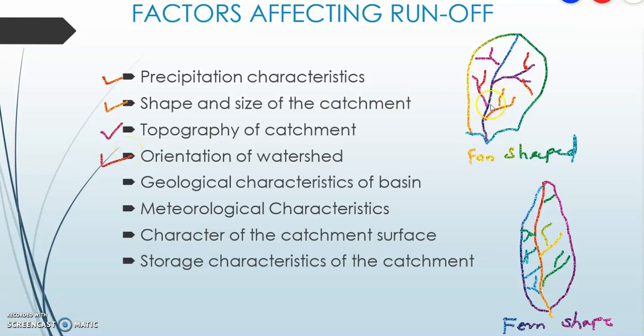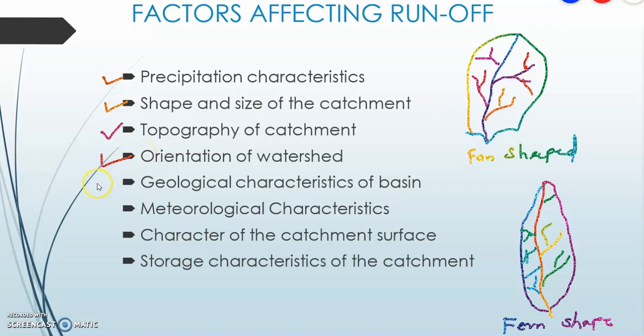Suppose this particular catchment is towards the windward side. As we already discussed in the precipitation chapter, there is the area at the leeward side and the area at the windward side. So which area receives more rainfall? Basically the windward side. If this catchment is towards the windward side, it will receive more rainfall, and that's why more runoff will get generated. So this orientation also matters, the orientation of the watershed or the catchment.